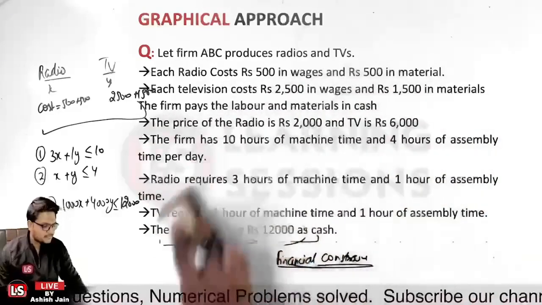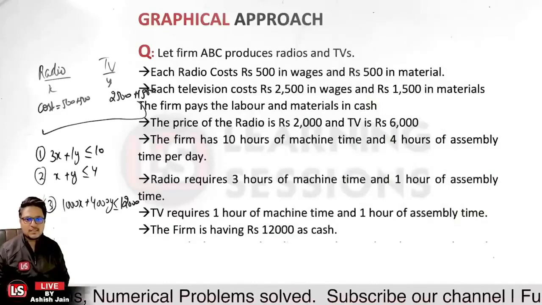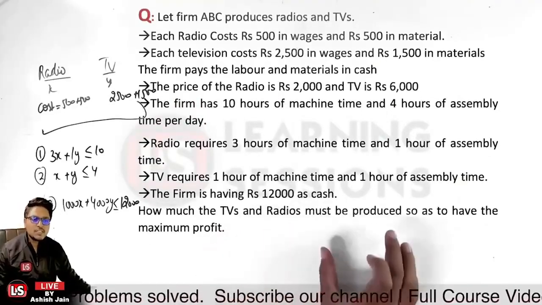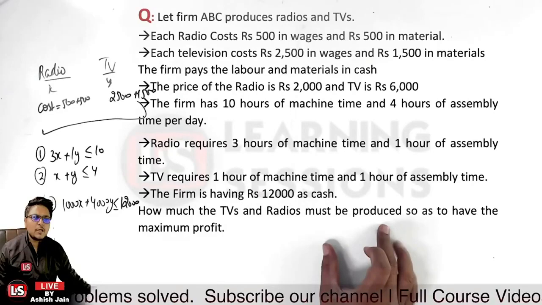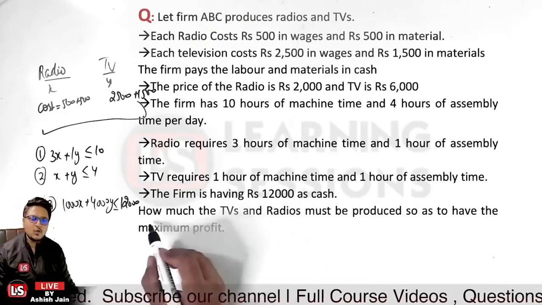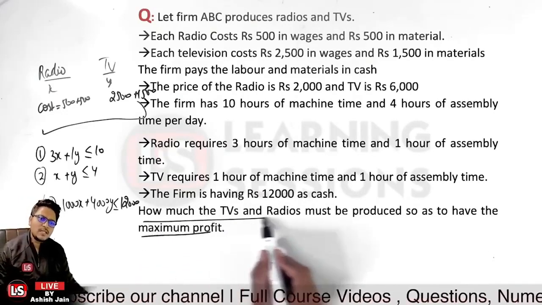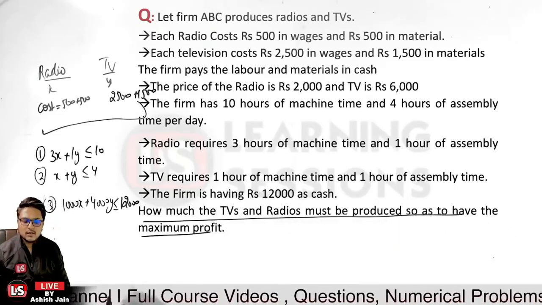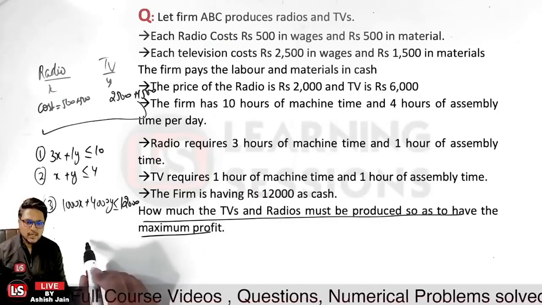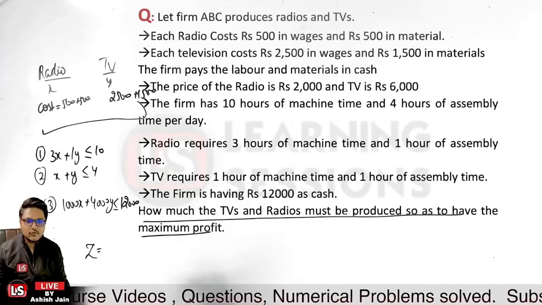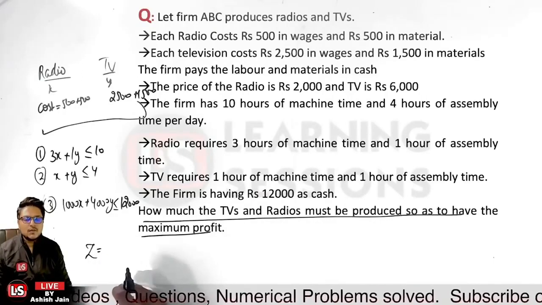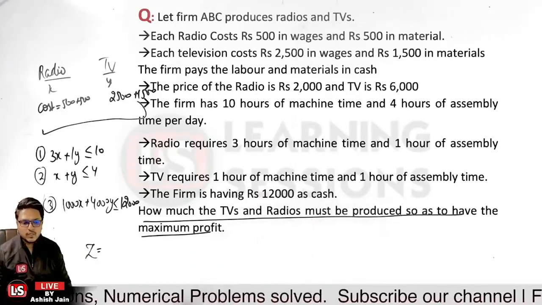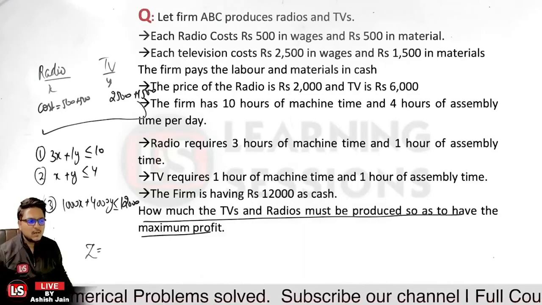Okay, now let's move further. It says how many TVs and radios must be produced so as to have the maximum profit. So that is the objective that we need to approach over here, and the objective function will be represented by Z. What it actually says is that we want to maximize our profit over here.